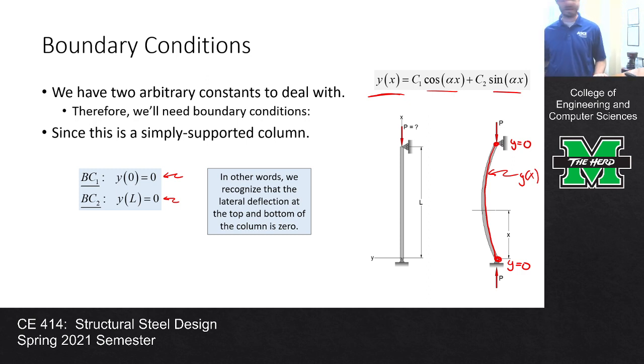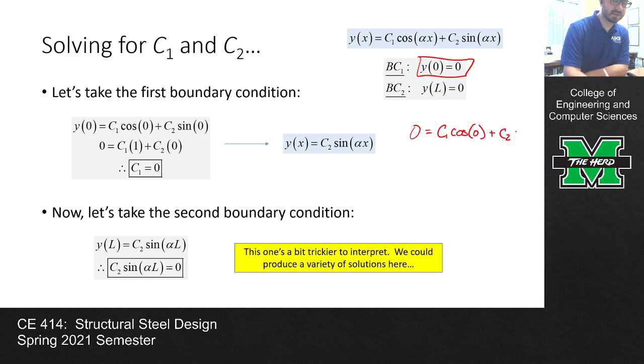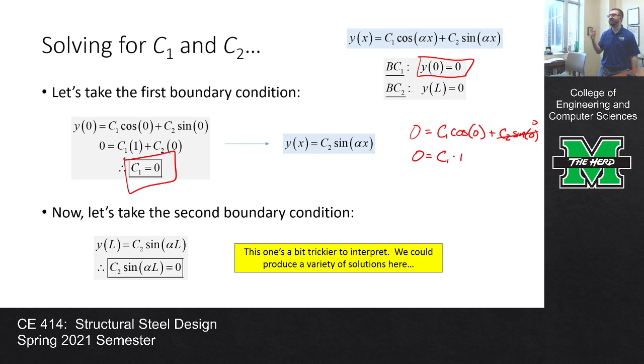So, okay. Now we solve for C1 and C2. Here's what happens. Let's take the first boundary condition, which is Y of 0 equals 0. When I plug this in, I get 0 equals C1 times the cosine of 0 plus C2 times the sine of 0, right? Well, the sine of 0 is 0, and the cosine of 0 is 1. So C1 times 1, I get that C1 equals 0, right? That's easy. So that takes this expression, and instead of Y equals C1 times a pile of junk plus C2 times a pile of junk, C1 is 0. So all that stuff goes away.